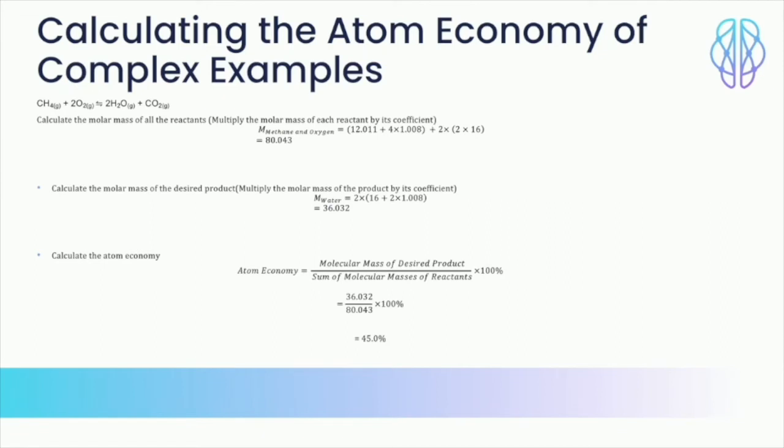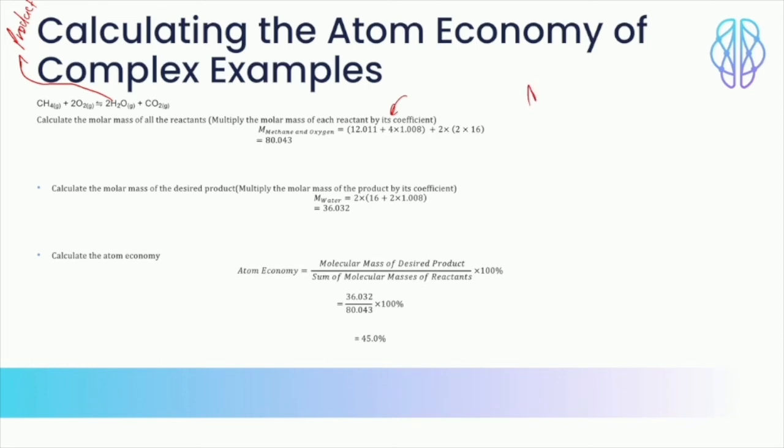In the second example is where this comes into effect: multiplying the molecular mass of each reactant by its coefficient. So we have a reaction here. We have methane reacting with 2 moles of diatomic oxygen to form 2 moles of water, which is our desired product, and carbon dioxide gas. Now we'll do the same thing.